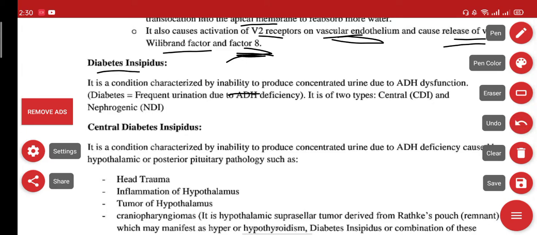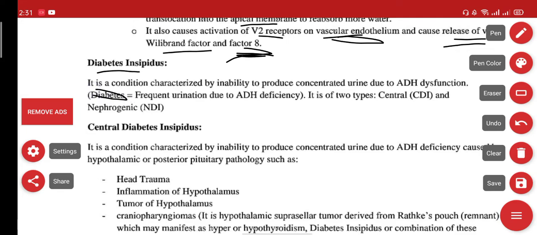That is, the ADH is either deficient in quantity or it may not be stimulating its receptors. So that is the ADH dysfunction. As a result, lots of water will be lost in the urine, and as a result we will be unable to produce concentrated urine.